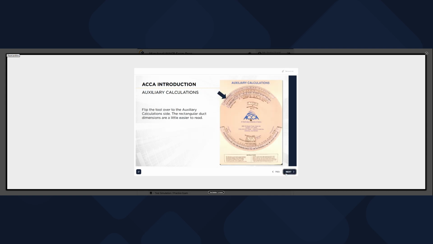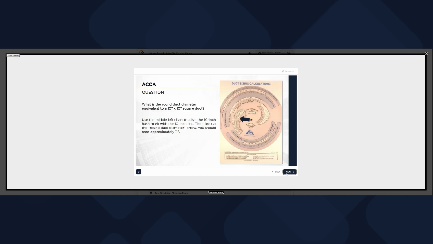Auxiliary calculations. Flip the tool over to the auxiliary calculations side. The rectangular duct dimensions are a little easier to read. Question: what is the round duct diameter equivalent to a 10-inch by 10-inch square duct? Use the middle left chart to align the 10-inch hash mark with the 10-inch line. Then look at the round duct diameter arrow. You should read approximately 11 inches.